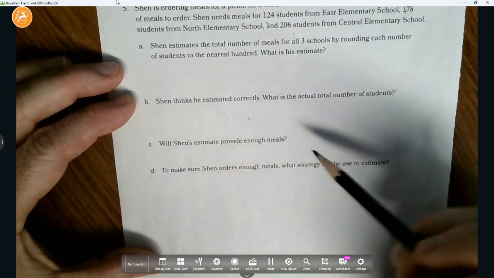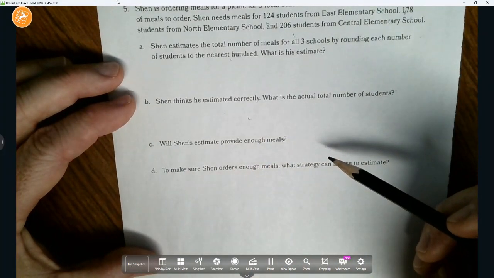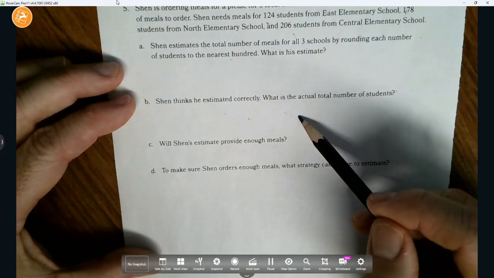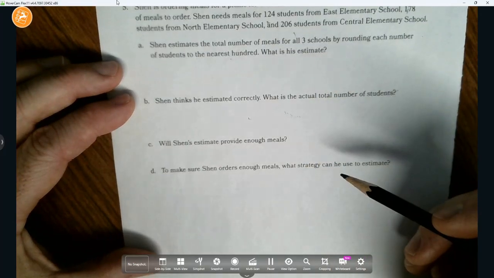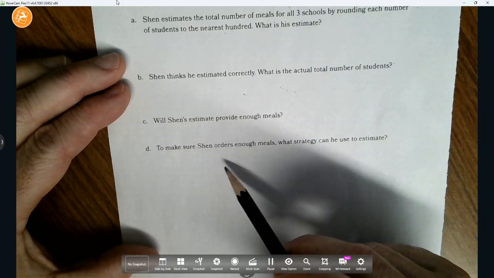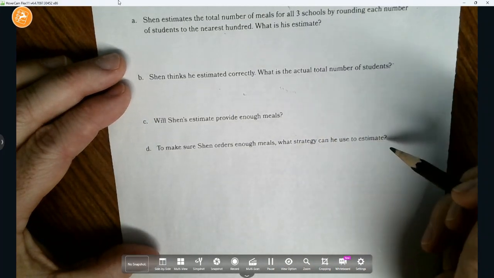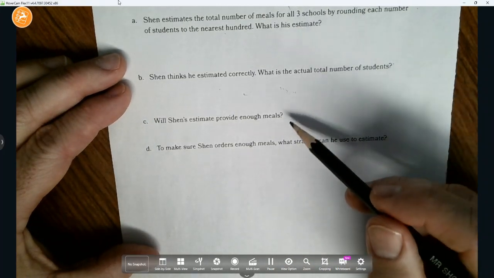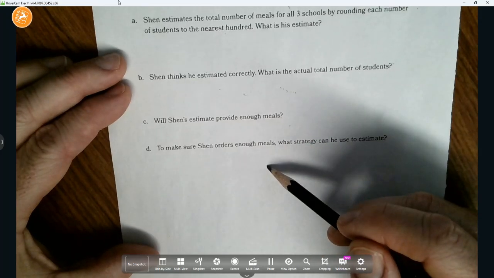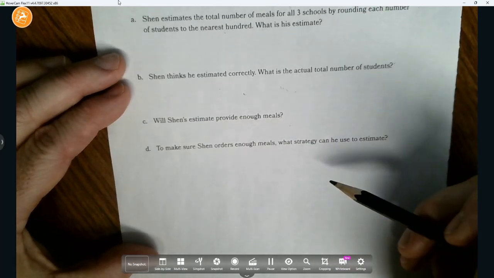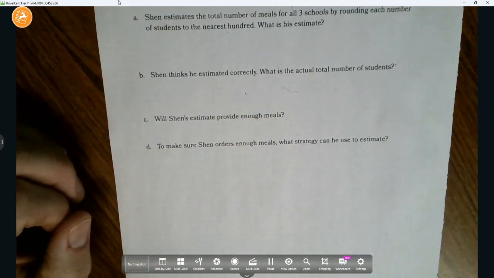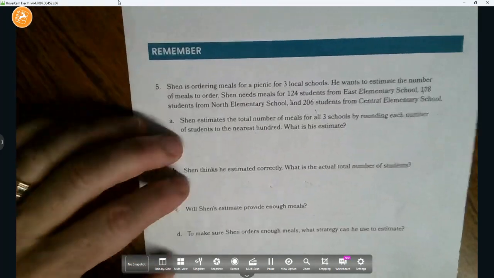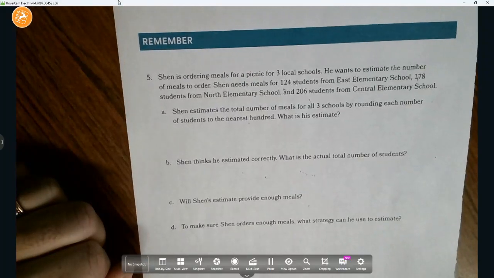Will Shen's estimate give enough meals? Using Shen's estimate, will they have enough? Remember, this is the number you really need. Is the estimate going to give you enough meals? To make sure Shen orders enough meals, what strategy can he use to estimate? So if this is wrong, how should he have rounded? By tens, hundreds, by ones? Figure that one out. Write it all down, work out. This one's going to take you some time. You might want to rewind and listen to me read it again. I was reading it a bit fast.